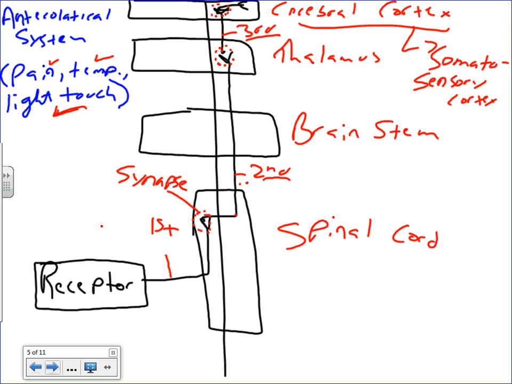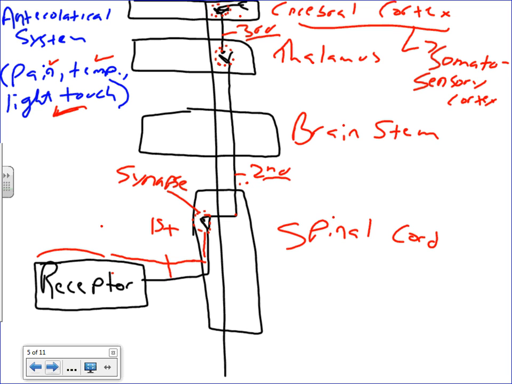But you get the general gist of how we get this sensory information to the brain. A receptor is activated. It transduces the information from the receptor along its axon to the spinal cord, and then the information is synapsed in a three nerve circuit from receptor all the way to the brain.